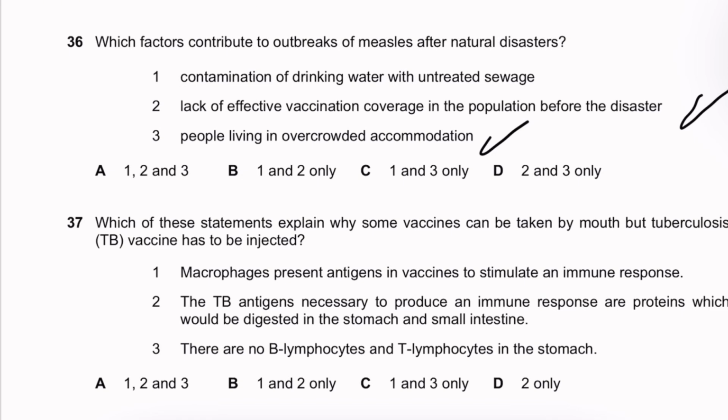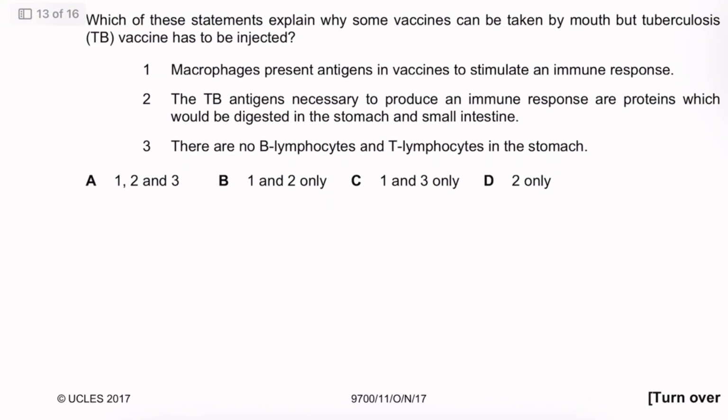Which of these statements explain why some vaccines can be taken by mouth, but the tuberculosis vaccine has to be injected? Now, the tuberculosis vaccine is generally going to be digested in the gastrointestinal tract. Therefore, it's not going to be taken via the mouth, just like most vaccines, which are injected. Macrophages present antigens and vaccines to stimulate an immune response.